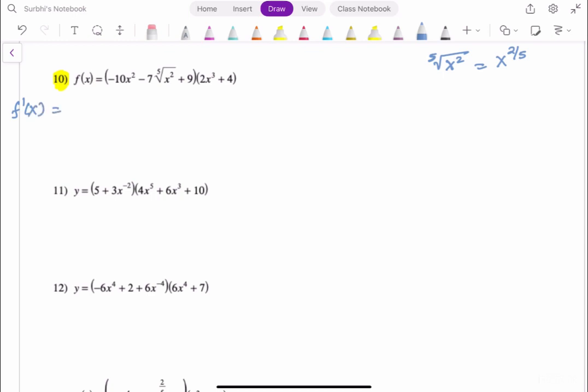Remember, what is the power rule? Drop n, minus 1. And we did the same thing. I took the derivative for the right first, and we are keeping the left as it is.